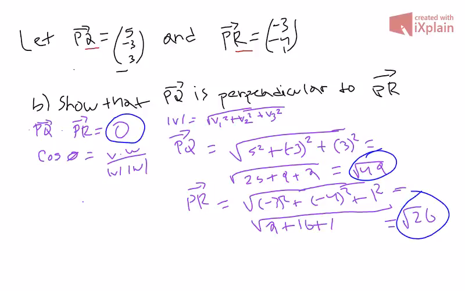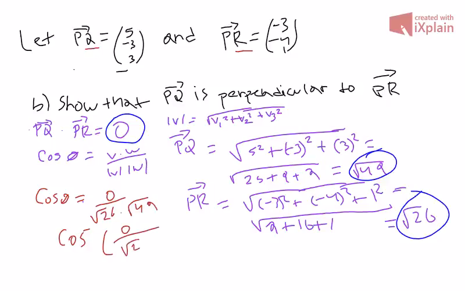Now that we have found all of the components of the equation, we can simply plug them in. So cosine of theta is equal to 0 over the square root of 26 times the square root of 49. And you want to make sure that your calculator is in degree form, and take the inverse cosine of 0 over the square root of 26 times the square root of 49, and we'll find that theta is equal to 90 degrees. So that's how you can show that vector PQ is perpendicular to vector PR.